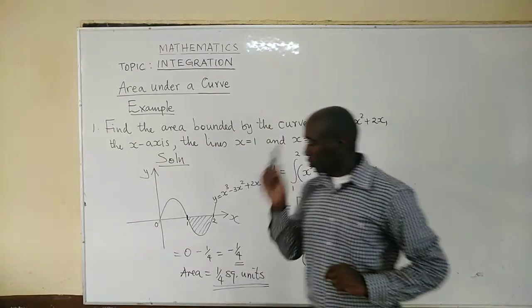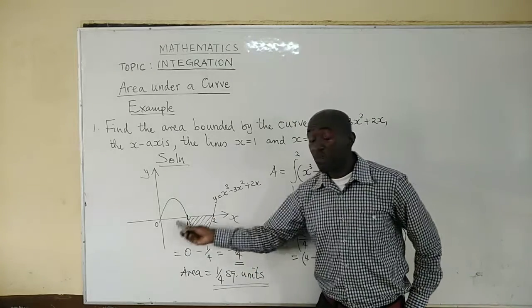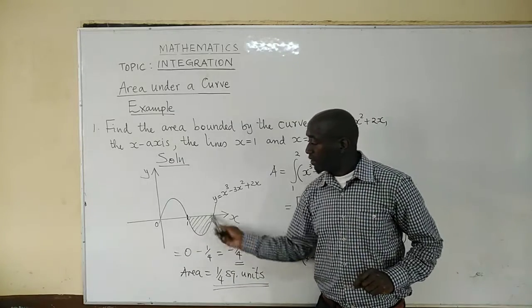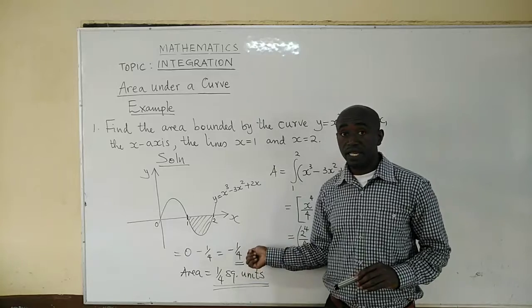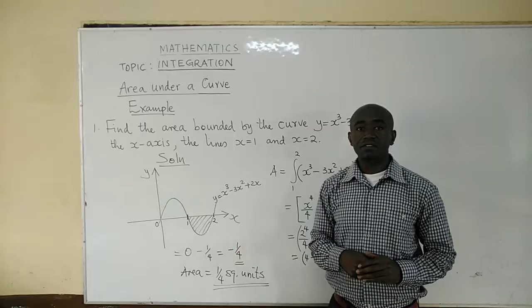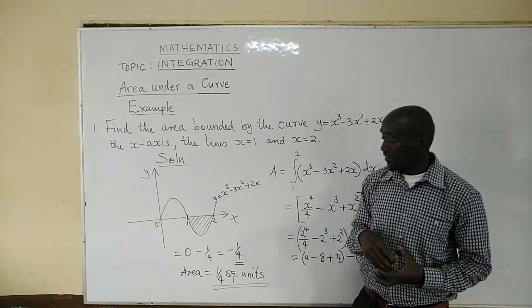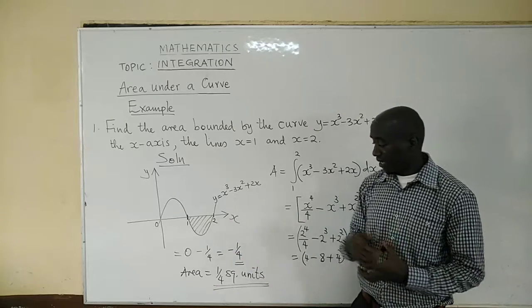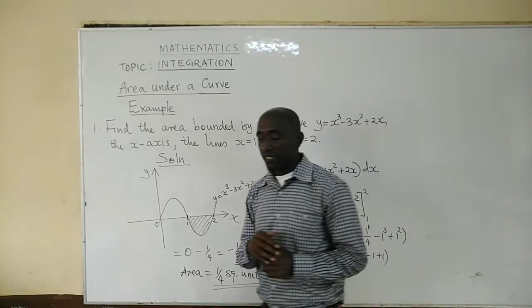The most important thing to note here is that we are getting a negative answer because this region is below the x-axis. So when you integrate, for any region which is below the x-axis, the final integral will be negative. If it is above the x-axis, it is positive. Below the x-axis, it will be negative. But since we are dealing with area, we just ignore the negative sign. We give our answer as a quarter square units. That is very important. Let's look at another example, my dear learner.